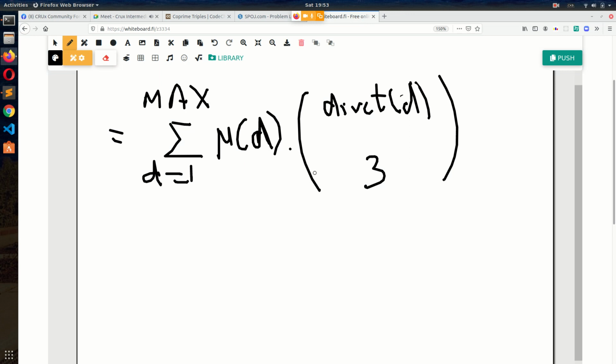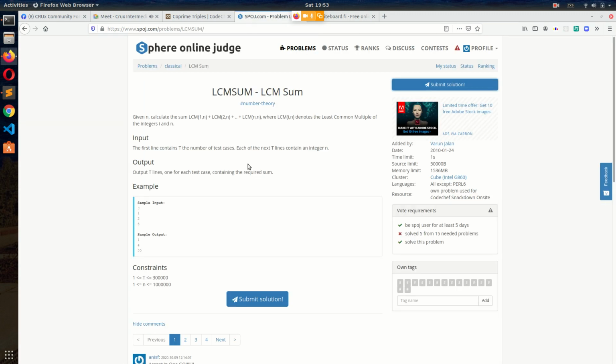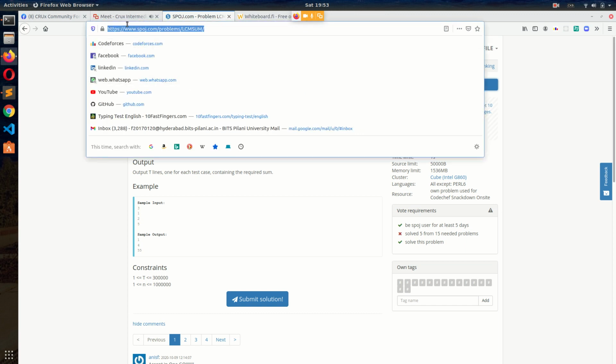Let's move on to the final problem for today. This will probably be the hardest problem which we do today. Not seemingly the hardest problem, but in my opinion it was the hardest problem of the set. So this is called LCMSUM. It's a classical problem on SPOJ. I'll share the link in the chat again.